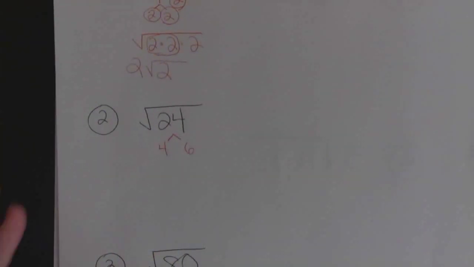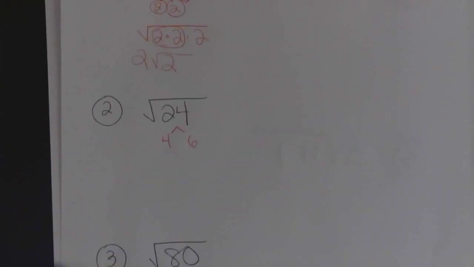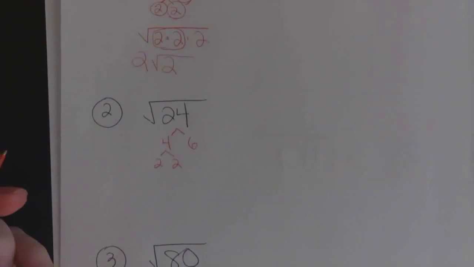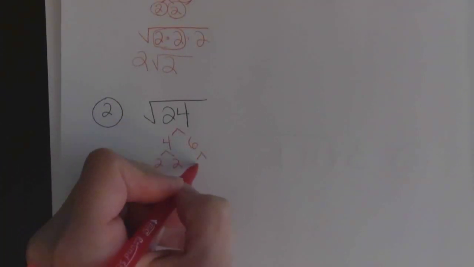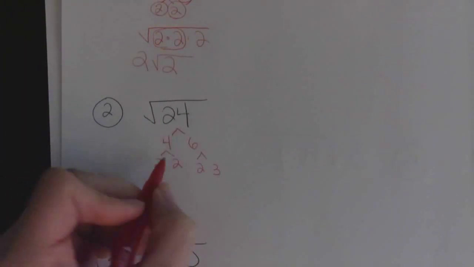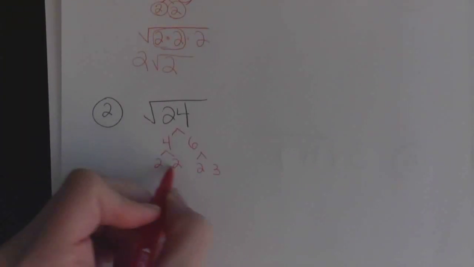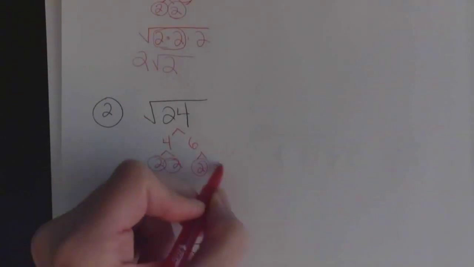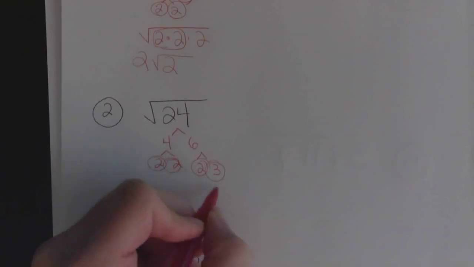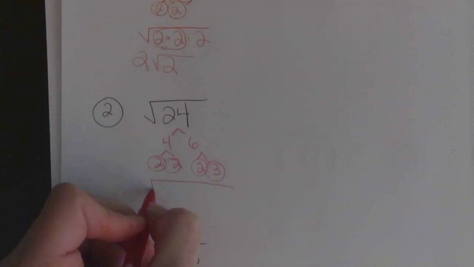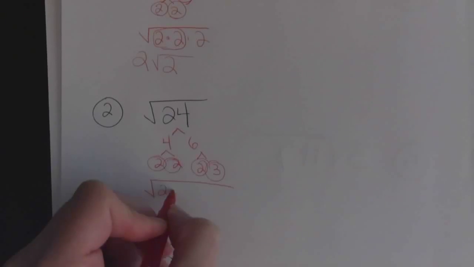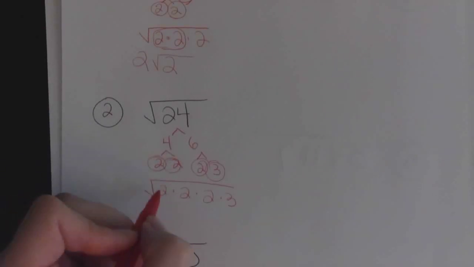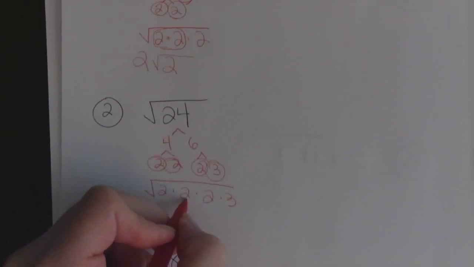So I don't know, why don't we try 4 and 6? We'll go right in the middle, 4 and 6. Now neither of those is prime. We can go further on a 4. 4 can be written as the product of 2 times 2. And 6 can be written as the product of 2 times 3. I believe these 4 numbers here are all prime. So 2 and 2 and 2 and 3. Can't go any further. So I'm going to write the square root of 24 as the product of 2 times 2 times 2 times 3.